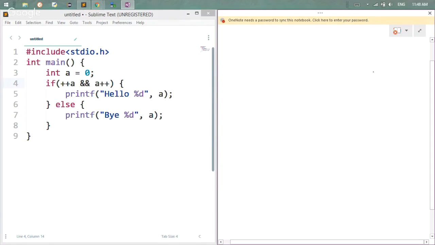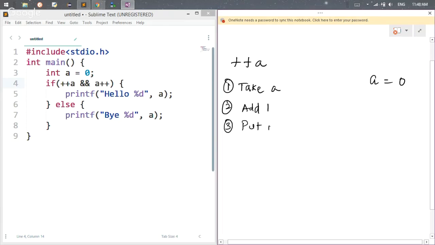Now here is where I'm going to store the value of a every time. Okay, a is 0. The moment you encounter plus plus a, I'll tell you what you have to do. What you have to do is, you need to take a, add 1 to it, and then put it as the output, and then increment a as well. Okay, this is what you need to do. I'll again tell you, if you get a plus plus, first step is take a, add 1, put it in the output, and then change a.